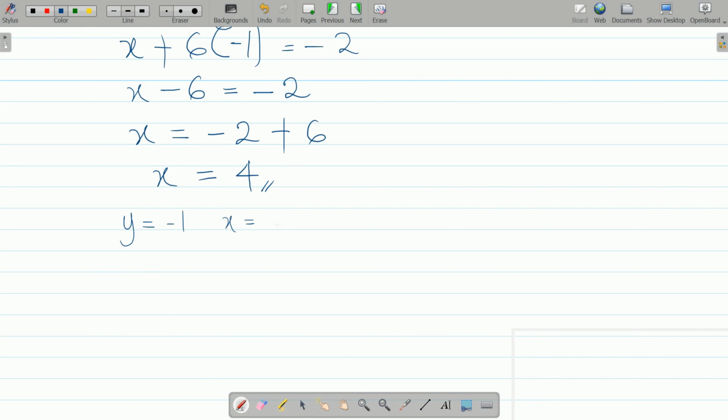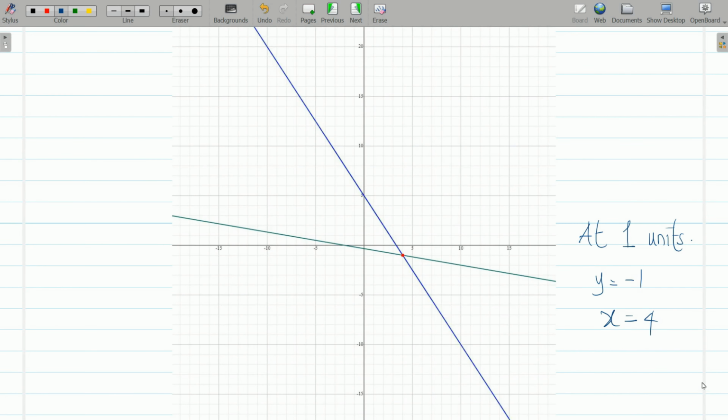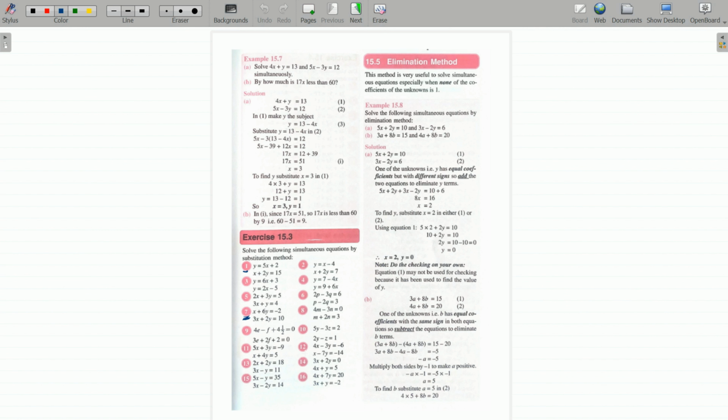x is equal to 4, while y is equal to negative 1. Let's plot the graph. Typically, the vertical axis is called the y-axis, and the horizontal axis is called the x-axis. On the positive axis is x, and on the negative axis is y. y is minus 1 while x is 4. Next is question 10.